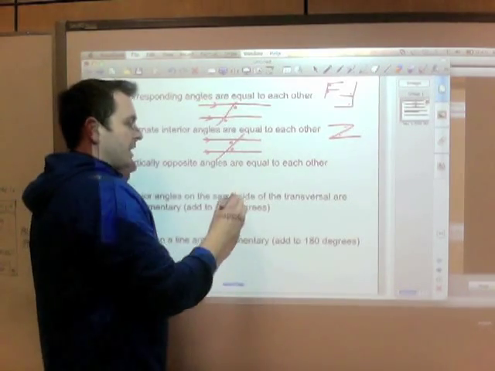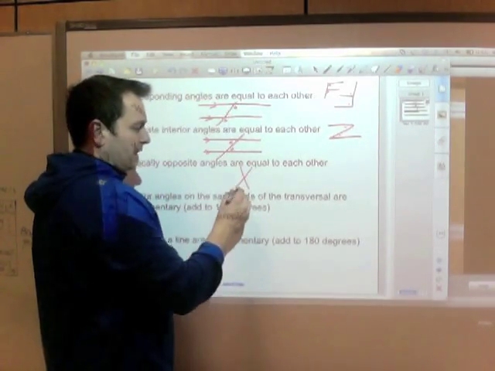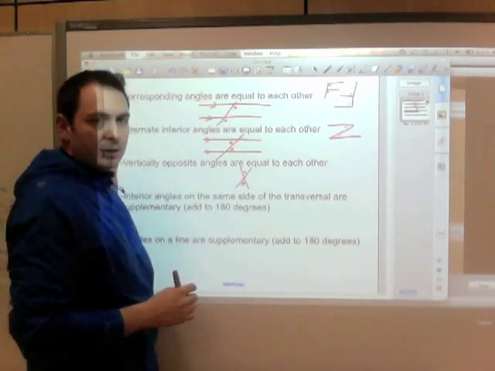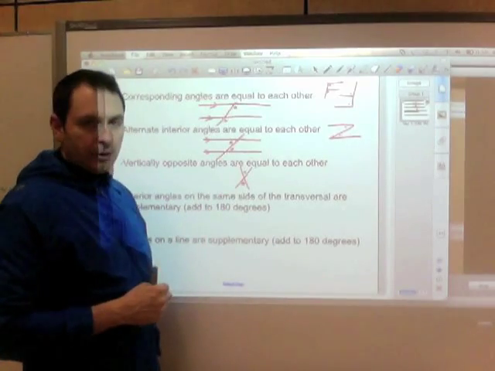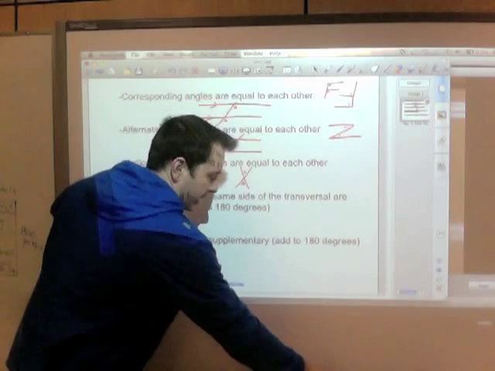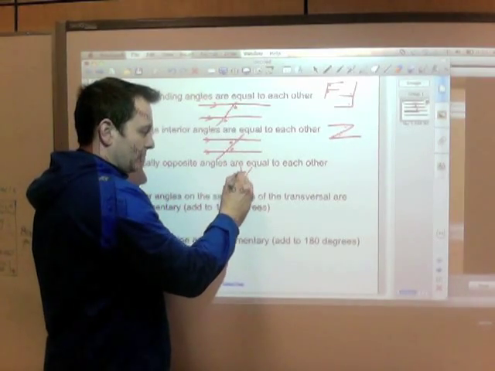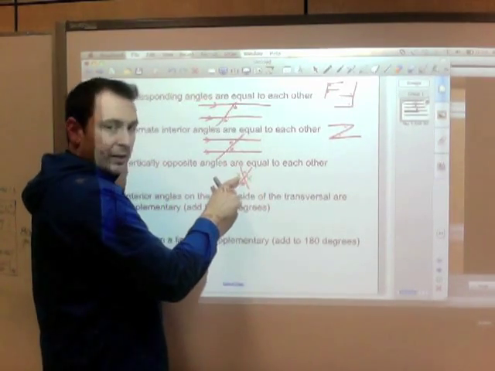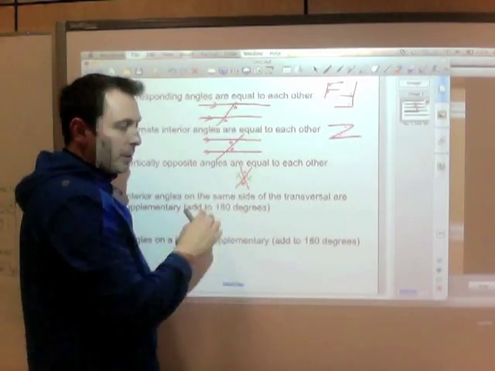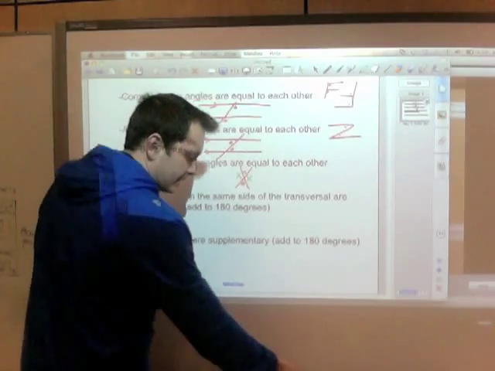If you know the one is 60 degrees, then the other one has to be 60 degrees. Next, vertically opposite angles. These ones don't come out of parallel lines, but whenever you have two lines that make an X, the two opposite each other are equal. So if this one is 40, then this one here is 40. And the same can be said for these two. If the one on the left is 140, then the one on the right is 140, because they're vertically opposite to each other. They're making that X.